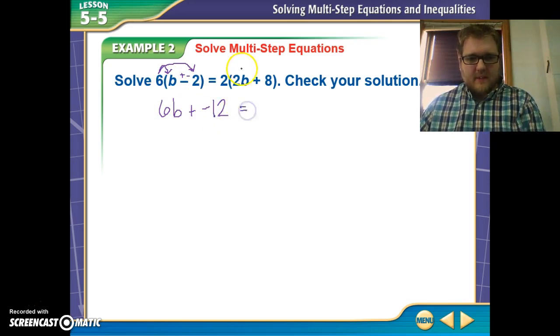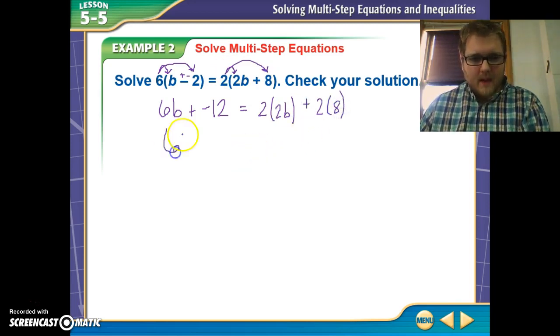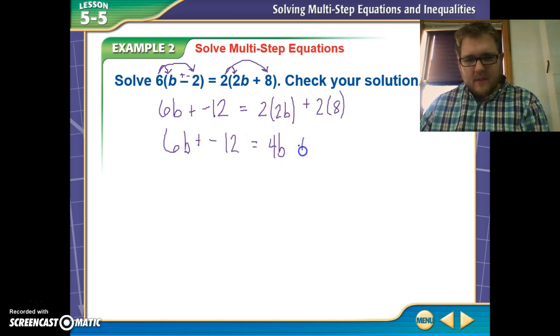So this is going to equal, and then I'm going to do the same thing with this 2. We'll distribute it to the 2 times 2b. And we also have to distribute it to the 8, so plus 2 times 8. Simplify that. Equals 4b, because 2 times 2 is 4, plus 16.